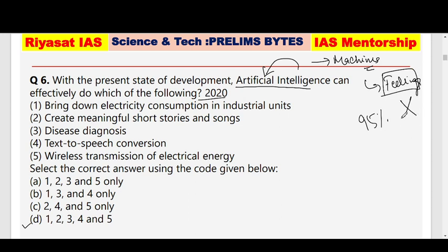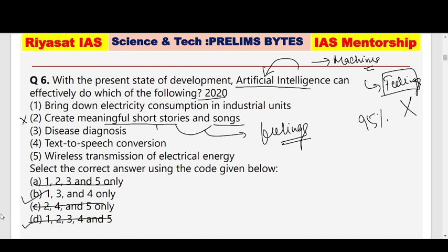No. So if they are not having feelings, how can they create songs? How can they create short stories? These two things require feelings, which is beyond intelligence, right? So if we mark the second statement as wrong, we can eliminate all the three statements and the answer is B, 1, 3 and 4.